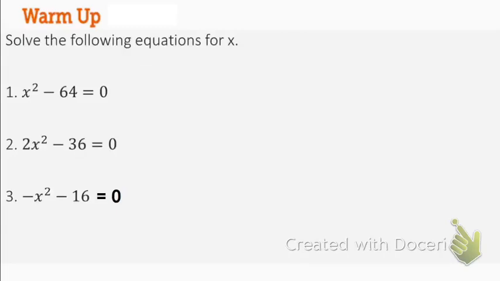How many answers will we get from each of these? 2. How do you know just by looking at the equation how many answers we're going to find? Exponent. Because of this squared here, that's the biggest exponent anywhere in this equation, so that tells me that there are 2 solutions.